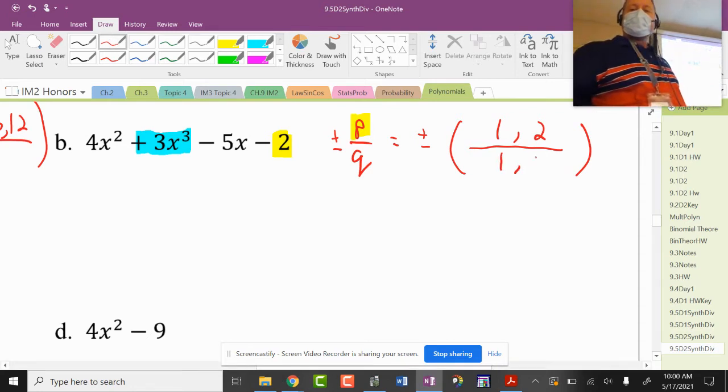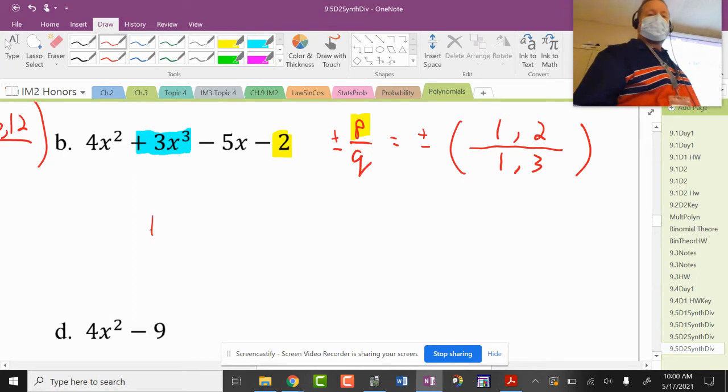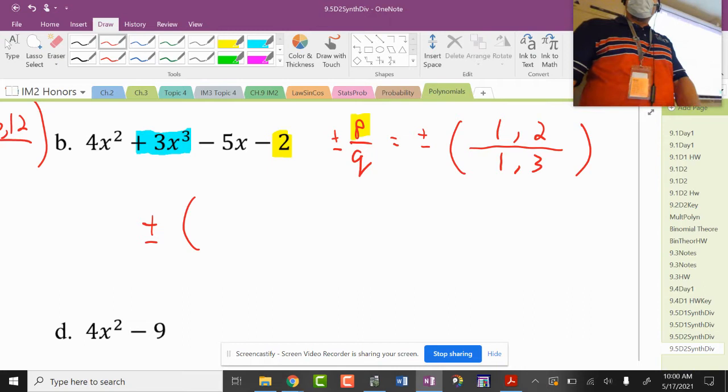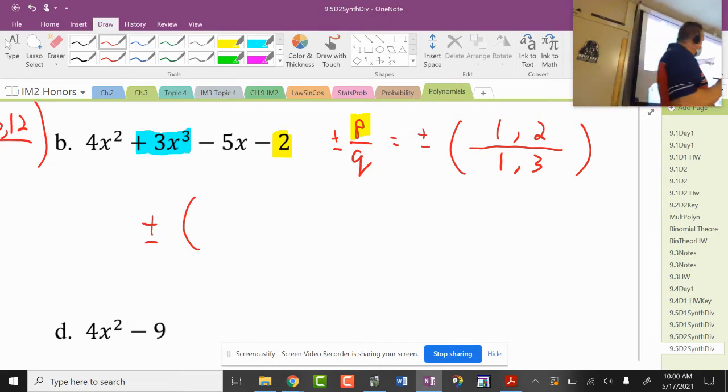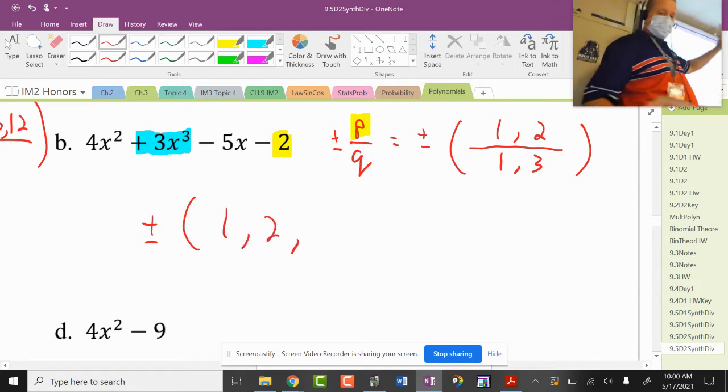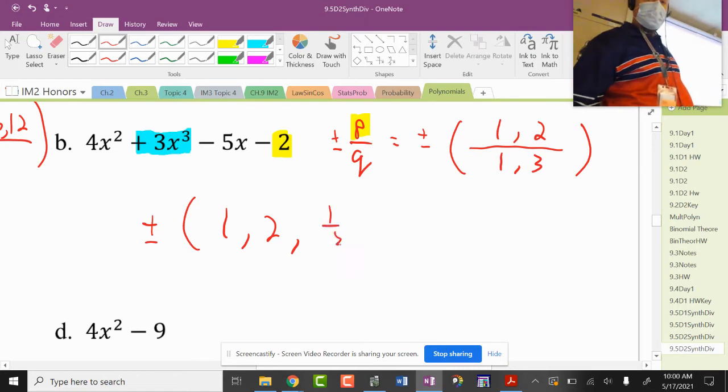And then 1 and 3. And then this is what I do to construct my list. Plus minus. I'm going to use parentheses again just so I don't have to write plus minus a whole bunch of times. And then I take care of my integral zeros first. So 1 over 1, 2 over 1, 1 and 2. And then I go to my fractions. 1 over 3, 2 over 3.